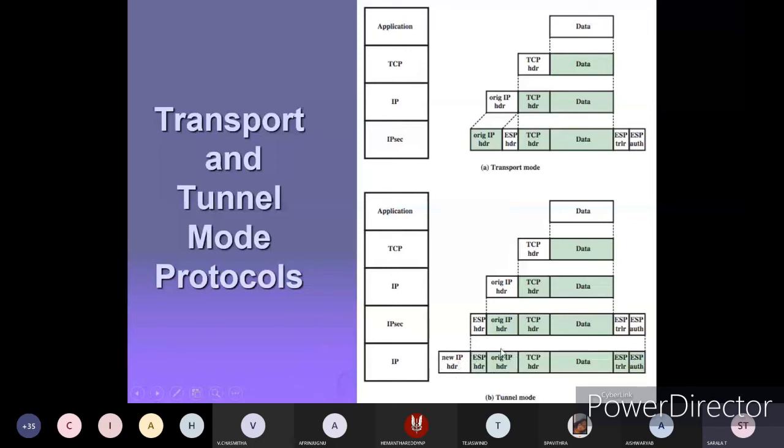They can't see or check this origin IP header. In this way, you can provide security to your data, which is transmitted from one network to another network through the tunnel mode. Okay, this is the actual difference between transport and tunnel mode.